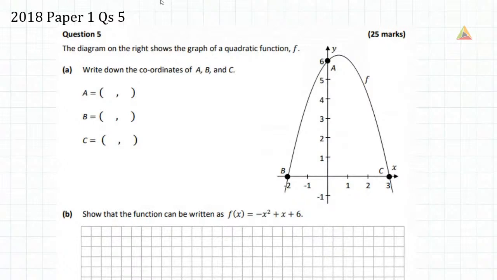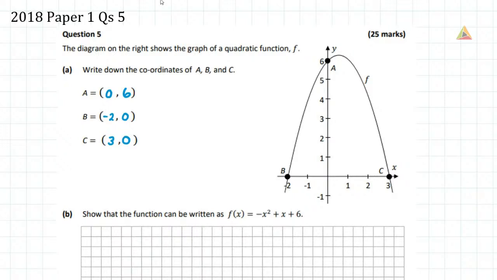The next question we're going to look at is 2018 paper 1 question 5, which says the diagram on the right shows the graph of a quadratic function, and it says write down the coordinates of A, B and C. So this is fairly straightforward, where I'm just going to say how much do I go across, followed by how much do I go up or down. So with A, I don't go across at all, and then I go up 6 units, so that's going to be 0, 6. For B, I go across minus 2 and I don't go up or down, so that's 0. And for C, I go across 3 and I don't go up or down, so that's going to be 0 as well. So my points are A (0, 6), B (-2, 0), and C (3, 0).